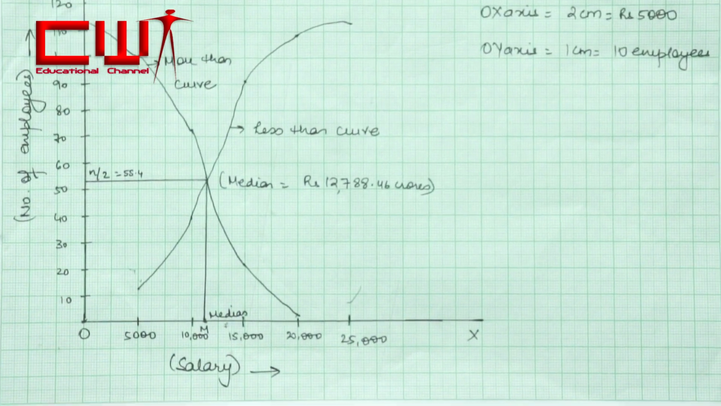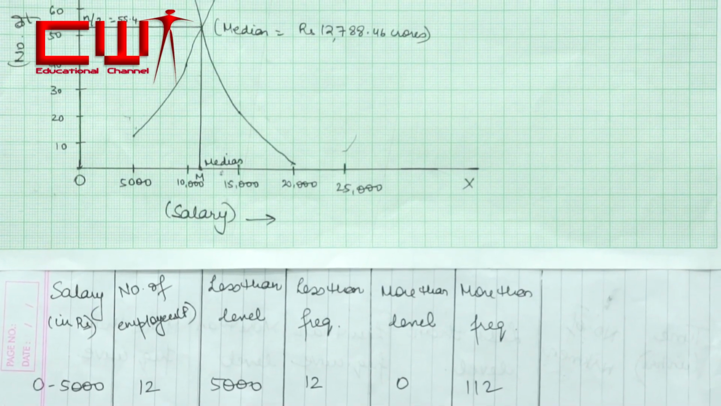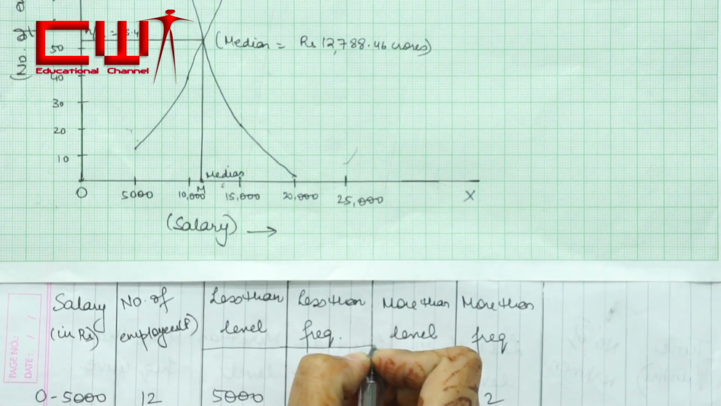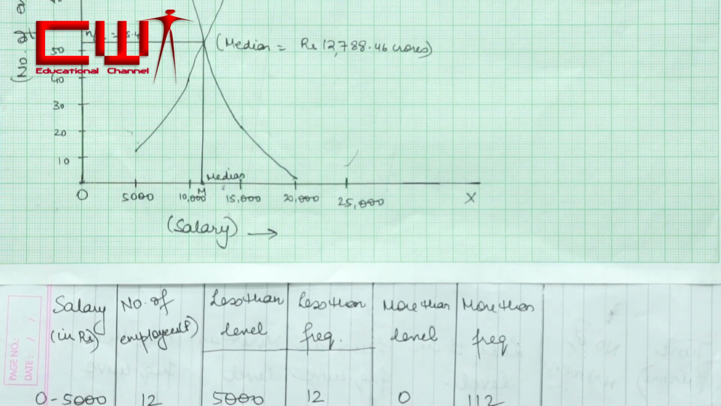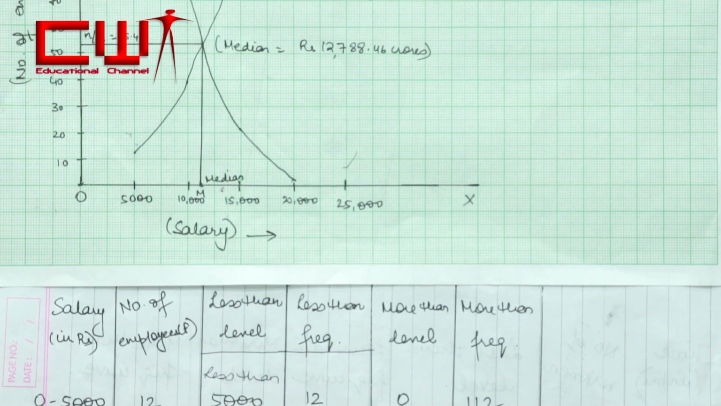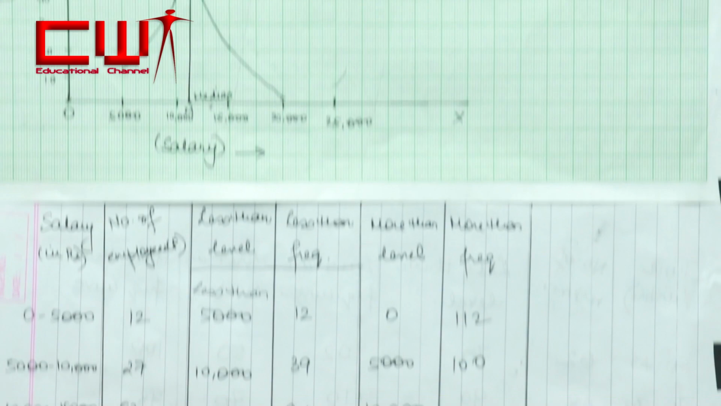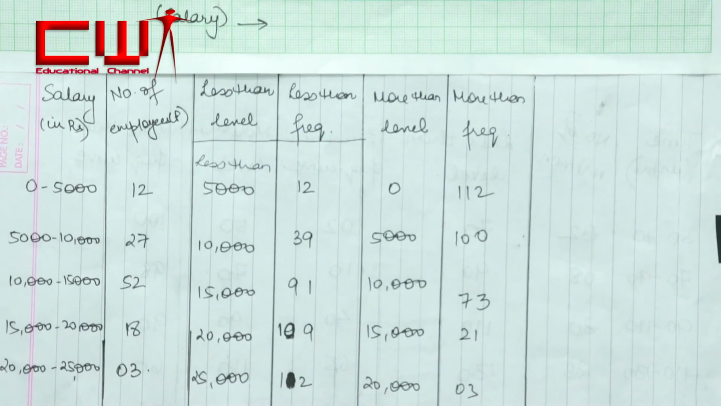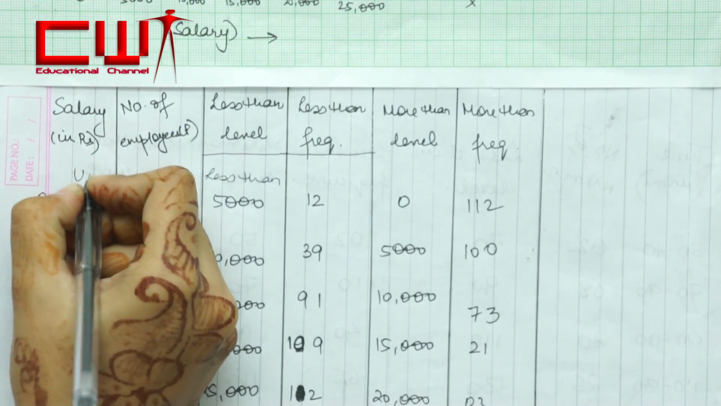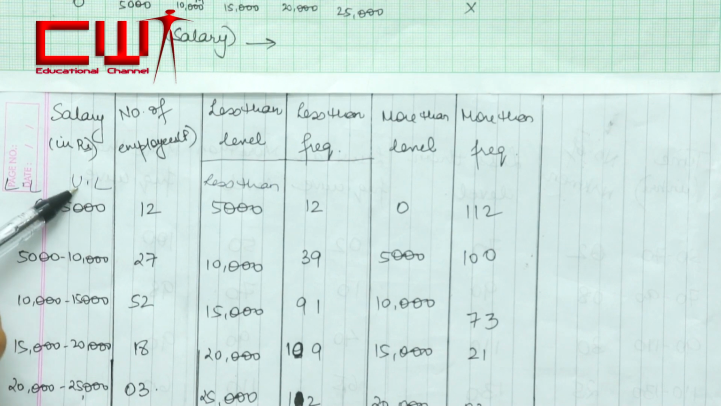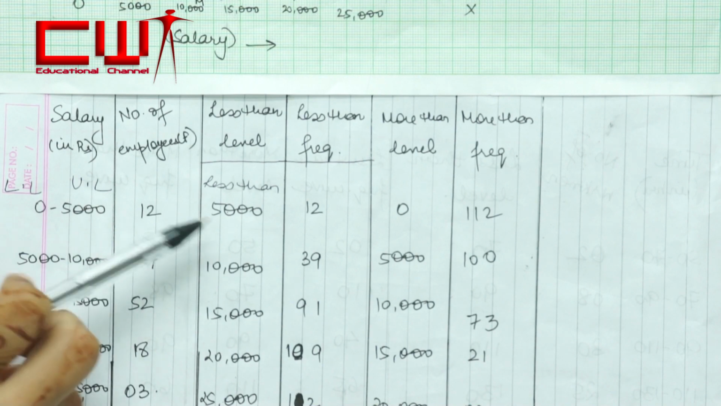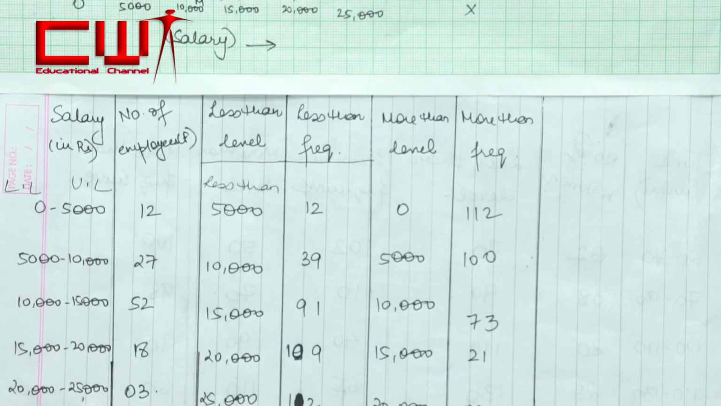First we will solve it, then we will draw it on the graph paper. How you will see? You will first find out the less than level and the less than frequency. In less than level, what you do? You write as less than 5,000, less than 10,000, less than 15,000, less than 20,000, less than 25,000, right? How you do it is you take all the upper levels. This is upper level, this is the lower level. So you take all the upper level numbers in less than levels. 5, 10, 15, 20 and 25. You have written 5, 10, 15, 20 and 25, right?